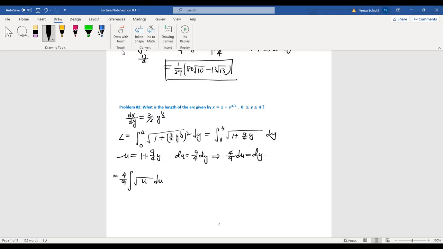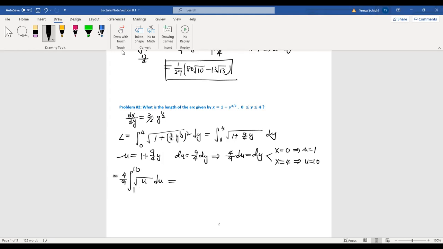Okay, so when x is equal to 0, u is equal to 1. When x is equal to 4, what is it here? Well, u is equal to 10. So this is from 1 to what? 1 to 10. Correct. All right.